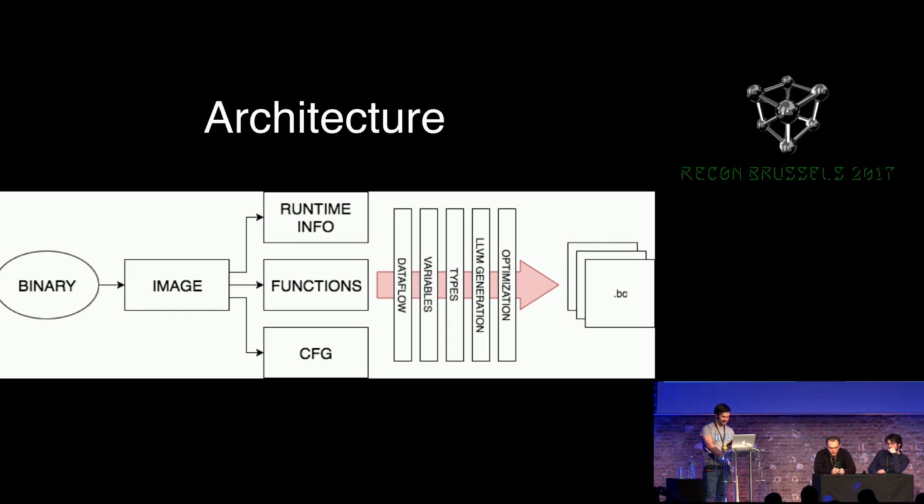Our tool receives a binary application as input, parses the image, and creates an application memory model. Based on this memory model, we can extract information about classes, about functions, and recover the control flow graph of the application. We analyze this data using various algorithms based on the information we recovered before and based on the data flow of the program. So this is how we recover variables and even the types. After that, we generate the LLVM representation and optimize it for better results.